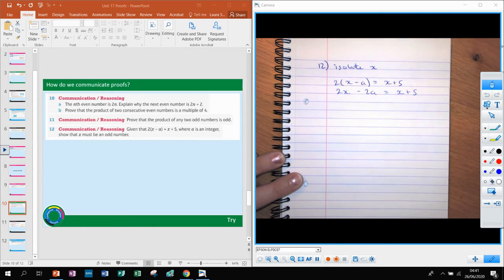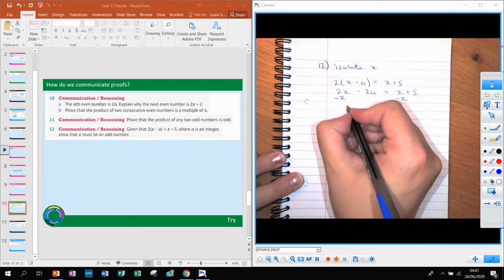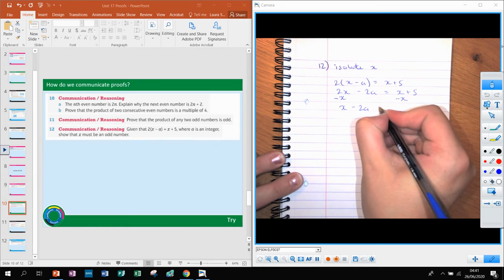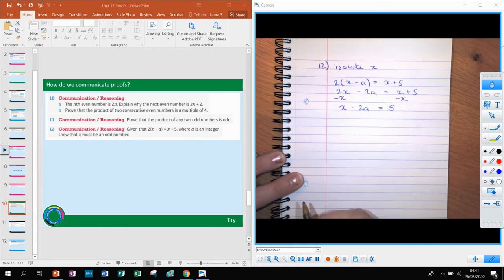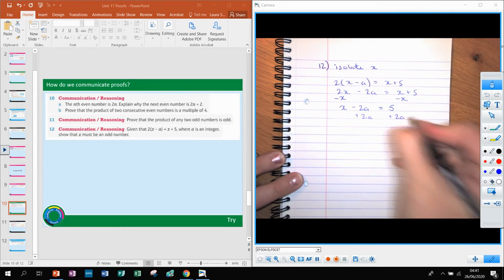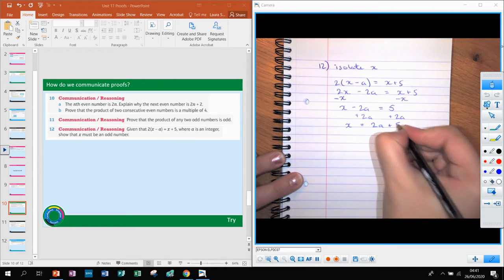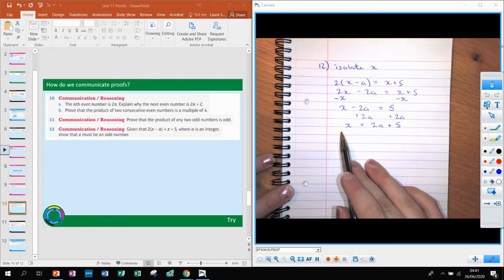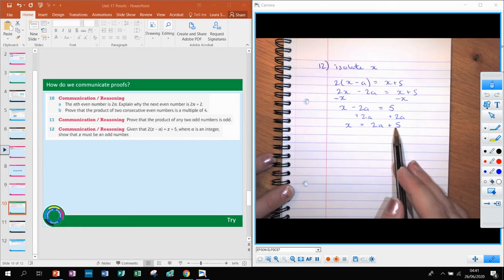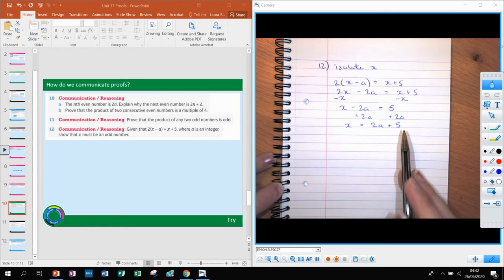If we're going to get x by itself, we need them together, so let's take away the x from both sides. That's going to give me x minus 2a is equal to 5. And then we have to add the 2a so we can get x by itself, which gives us x is equal to 2a plus 5. Now remember they're asking us to show that x is an odd number. Now this 5, I know that that's an odd number plus an even number. That's one way we could state it. It doesn't quite go with the definitions, so we'd rather state it to go with the definitions.